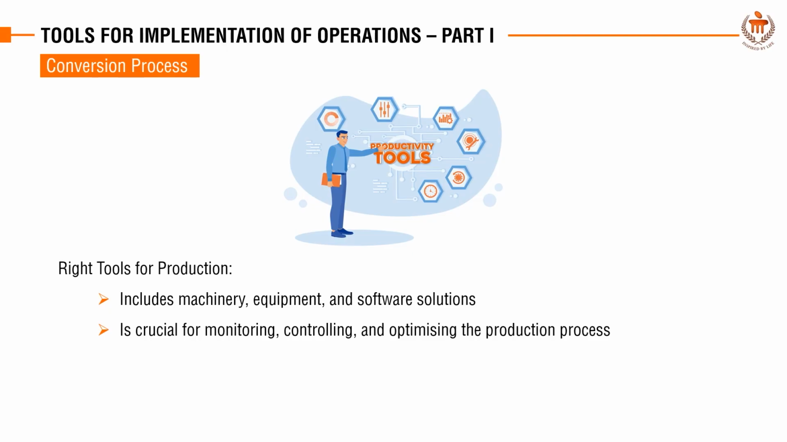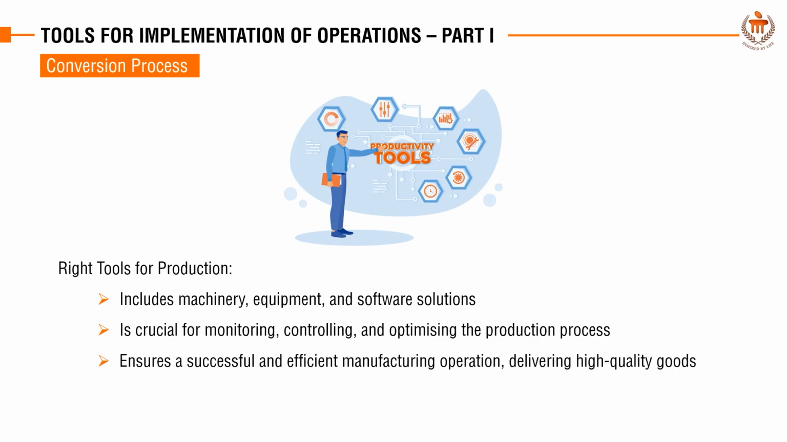Without the right tools, ranging from machinery and equipment to software solutions, production would be impossible. These tools not only facilitate the physical transformation of materials but also play a crucial role in monitoring, controlling, and optimizing the entire production process. Therefore, having the appropriate tools and processes in place is fundamental to ensuring a successful and efficient manufacturing operation, ultimately leading to the delivery of high quality finished goods.